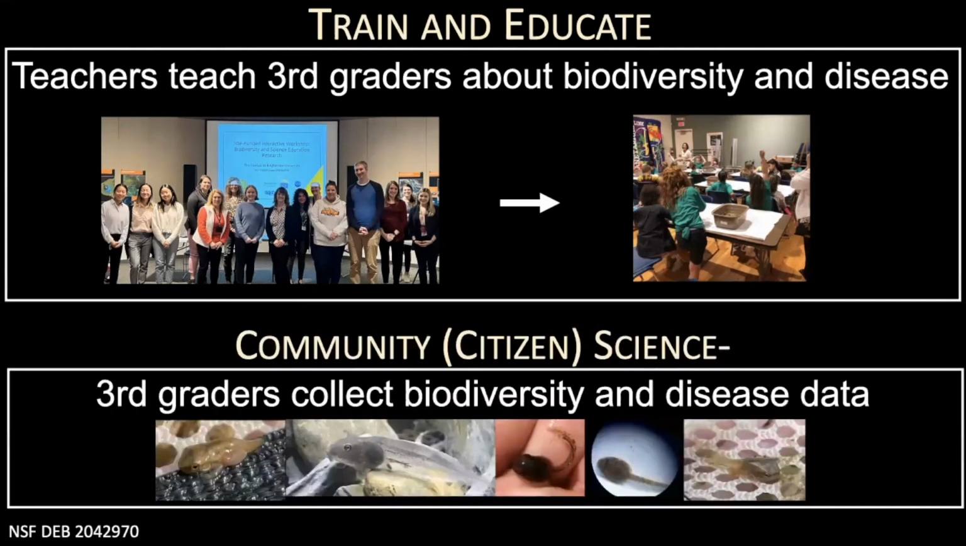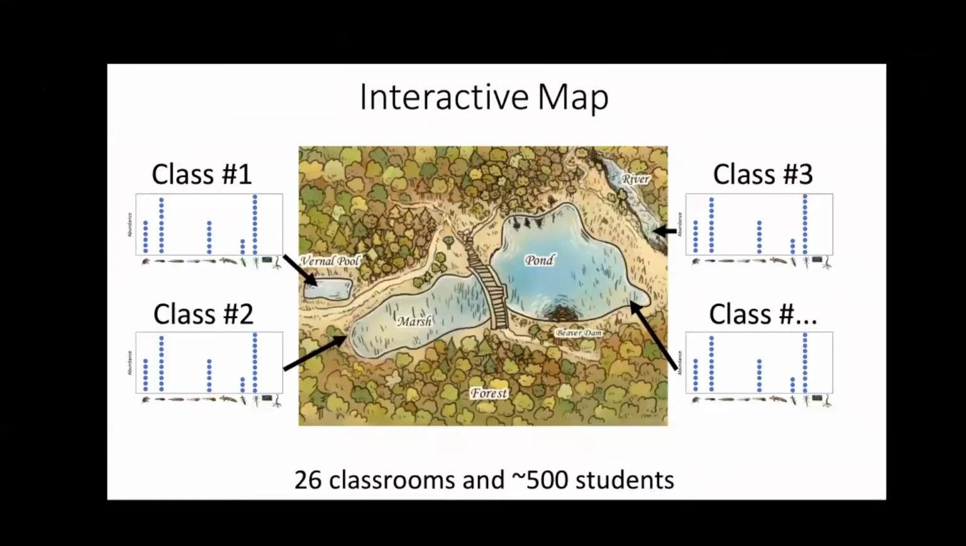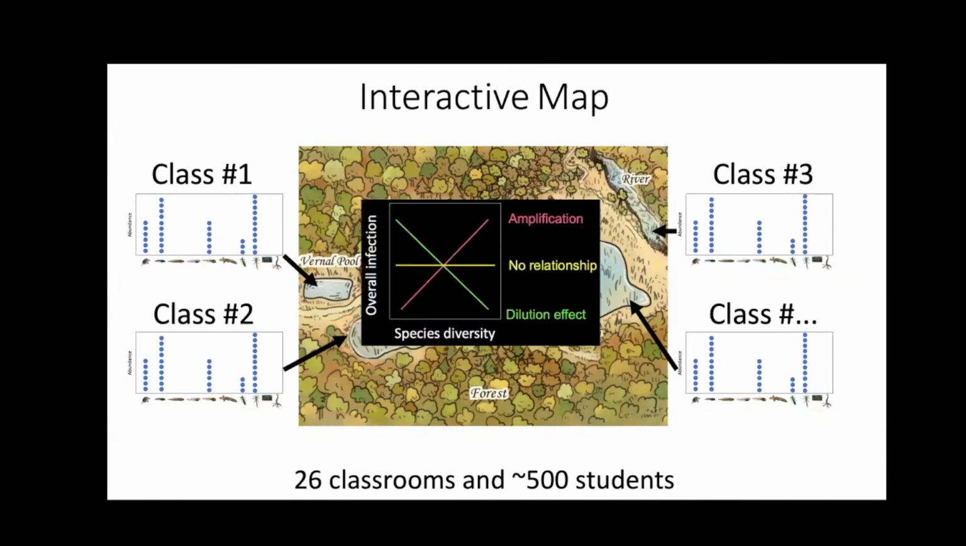From here, after testing them and understanding how the art influences their understanding, we will rely on the third graders to help us collect biodiversity and disease data. Again, the goal is to use art as an effective tool for communicating research to third graders to train them to help us collect data on biodiversity and disease. Eventually, we'll have data that looks like this. This is the local pond, and each class will collect amphibian biodiversity from each location. They'll help us graph biodiversity, and then we'll sample disease. And so in the end, we'll look at how pollutants influence this relationship between biodiversity and disease in the field.